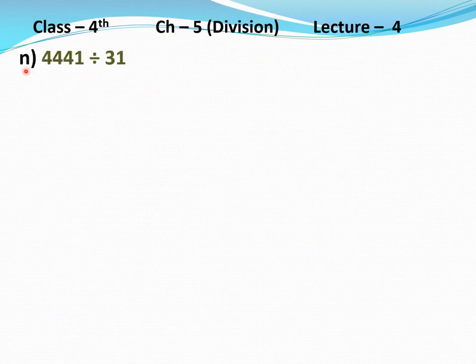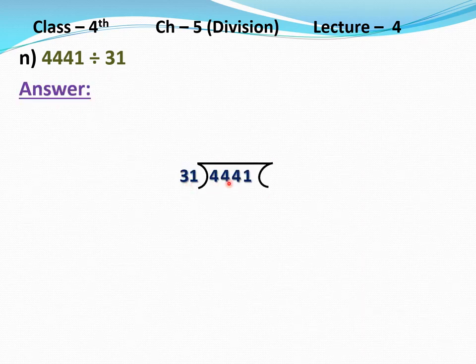Now, N part: 4441 divided by 31. Write down the answer. Make a sign like this. Write 31 here and write 4441 here. Now see, 31 is a two-digit divisor, so we will take only the first two digits of the dividend. Clear? Now see. Now multiply this 31 by that number so that it is equal to 44 or less than 44. It should not be greater than 44. See, 31 multiply 1 equal to 31.